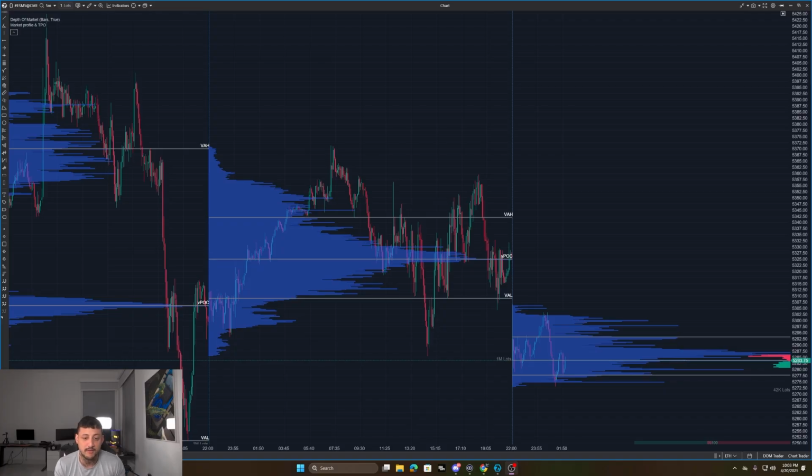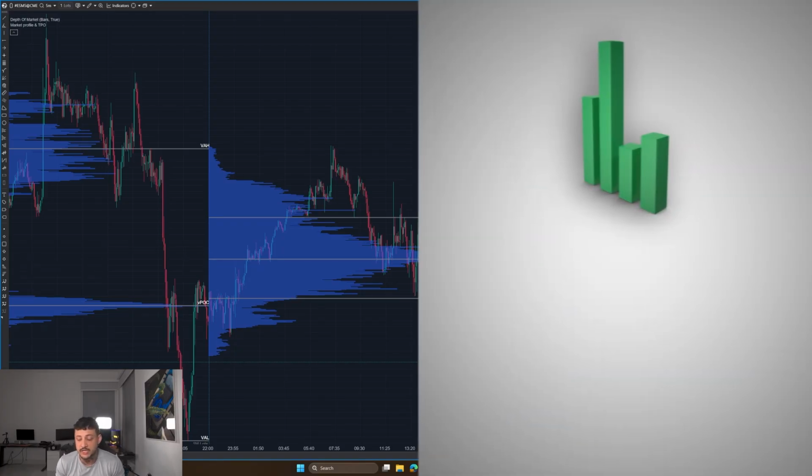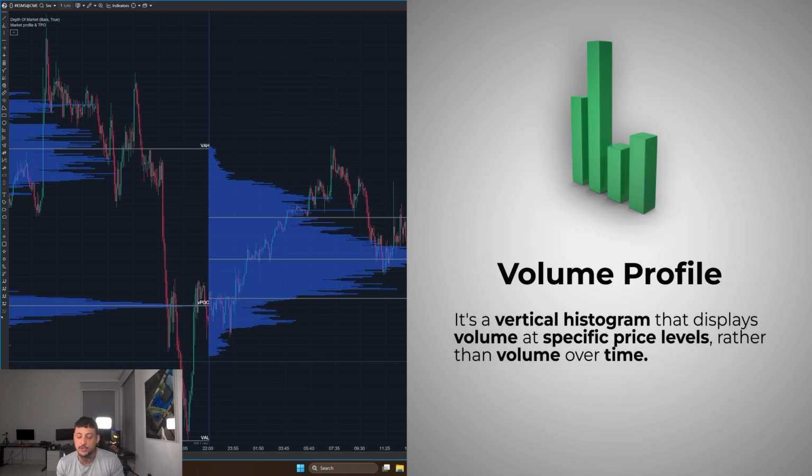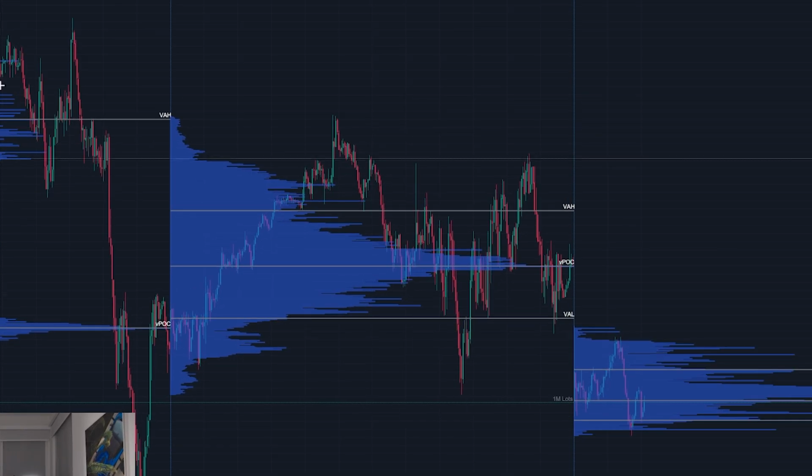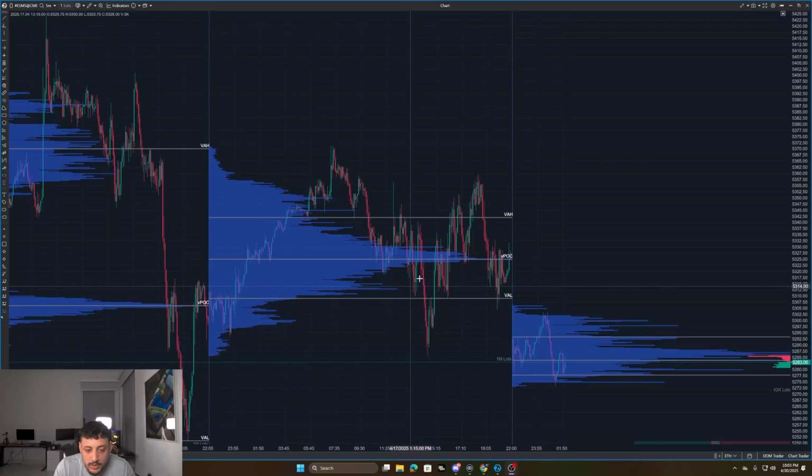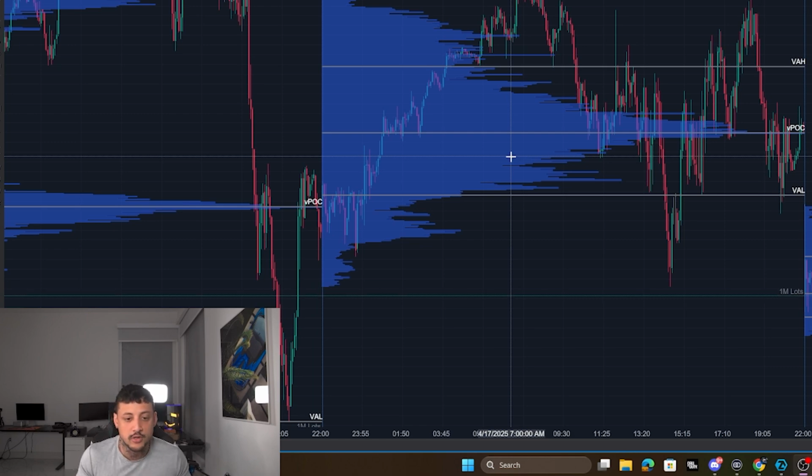So this is going to be the volume profile. Now, by definition, the volume profile is a vertical histogram showing volume at price, not volume over time. So you guys can see basically all of this is showing us all of the volume and how much volume was traded at a specific level. Now there's many different types of volume profiles that you could look at. This is one of my favorite types to look at because it is the easiest to look at and also the easiest to understand.